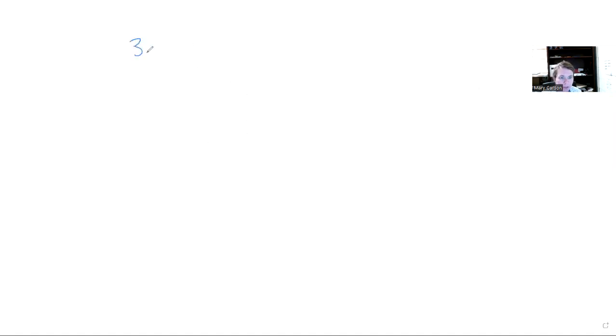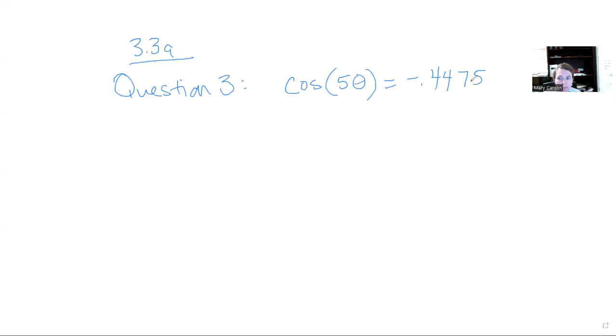So this is 3.3a, and let's look at question 3 first. Again, your questions may be a little bit different than this one. It gives you the cosine of 5 theta equals negative 0.4475. So you're looking for some kind of angle that's going to be equal to negative 0.4475. Cosine is x over r, so x is negative. That would be in quadrant 2 or quadrant 3.